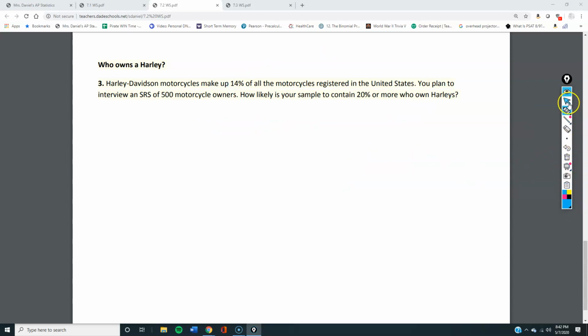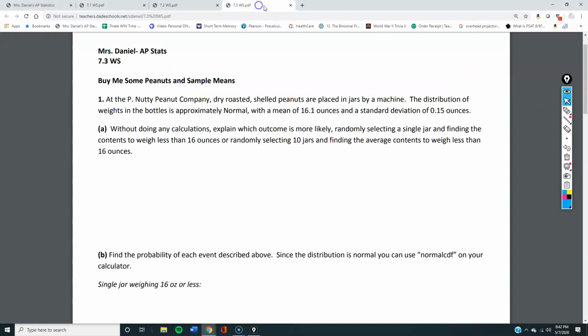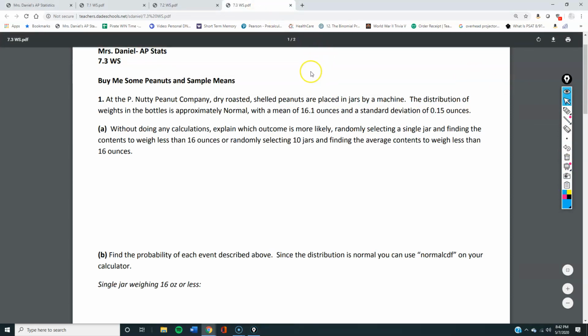All right, we're almost there, guys. Let's look at 7.3. Buy me some peanuts unless I'm allergic. Why do I do this every time at this point? It's like I go crazy at 15 minutes.